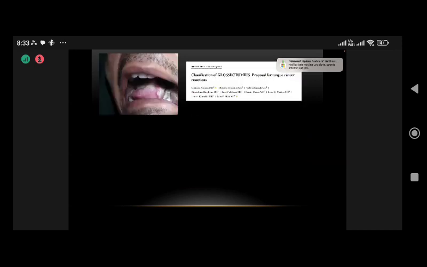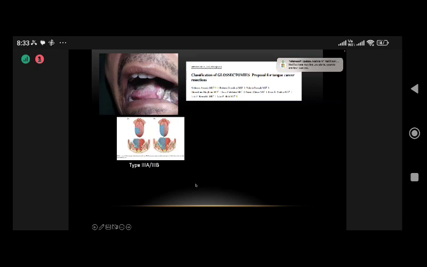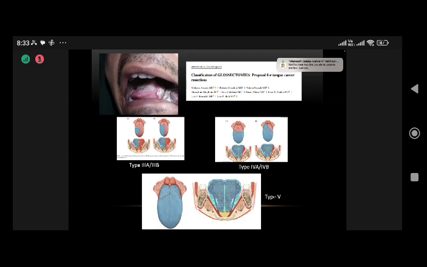Now, just like for the mandible, there is a classification of the tongue resections that you can do. This is an excellent paper by Jatin Shah's group. It has classified glossectomies depending upon how much of the tongue you have to remove. Sorry, I've not put the 1A and 1B. These are the advanced tumors. That's why I have put only 3A, 3B, 4A, 4B, and 5.